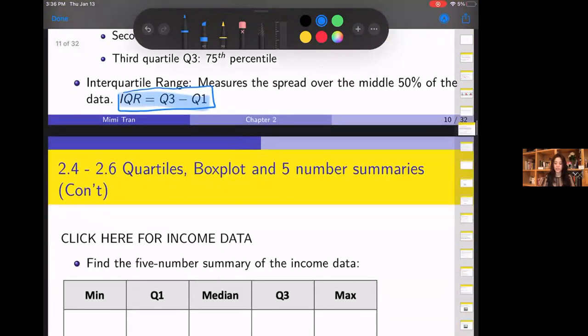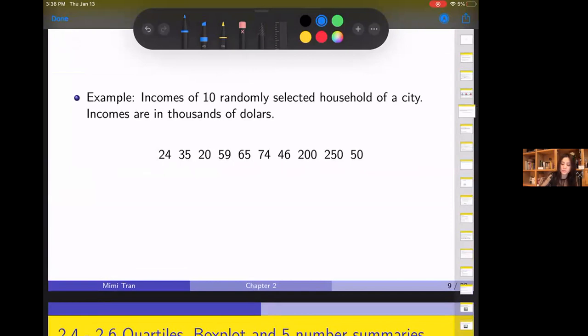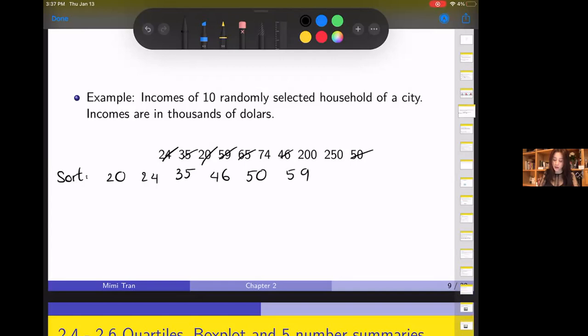All right, that's it. Let's use the same income data set and do it by hand. Minimum and maximum are easy, right? First of all, I have to sort this first. So 20 is the minimum, then 24, 35, 46, 50, 59, 65, 74, 200, and 250. Let me move this to the left a little bit.